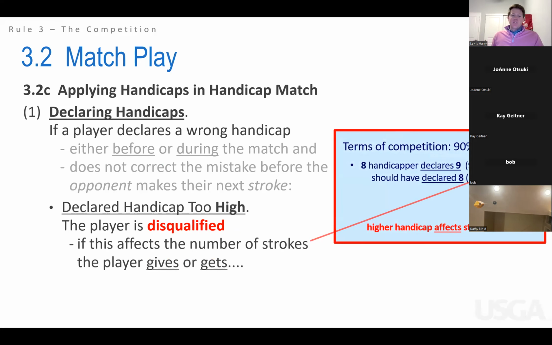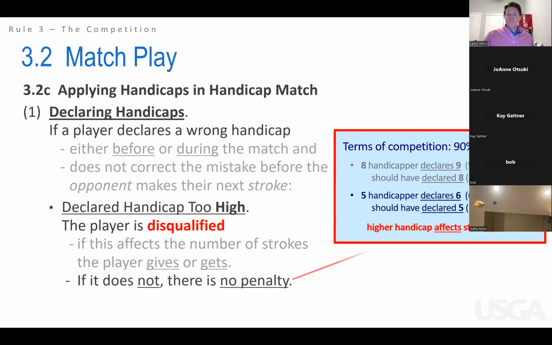Only if it affects the number of strokes that the player either gets or gives. If I declare, again in that example, that I'm a 15 when I'm really a 10, and I know I'm going to get those extra strokes out of it, because that affected the number of strokes given, that's going to get me disqualified. If I'm a 10 and I declare that I'm 11, and based on how those handicap strokes shake out, that doesn't affect the number of strokes given, there's no penalty, no disqualification in that case. Then we're just going to get away with declaring that handicap that's too high.